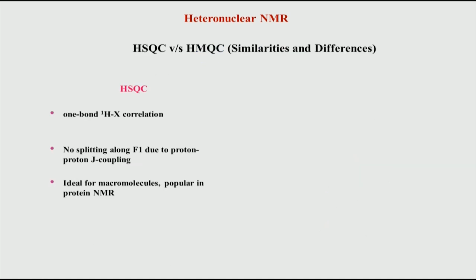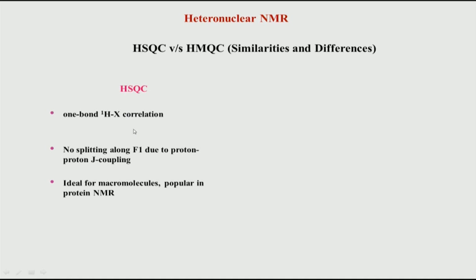So, let us see what are the similarities and differences between the two experiments that we have seen, HSQC and HMQC. HSQC gives one bond proton X correlation. So, we have only looked at carbon. If you look at fluorine or any other nucleus, you get the same information between the proton and a directly coupled X atom. Now, the question is, how do we know it is directly coupled? The reason is that we have tuned the J value for the INEPT experiment.